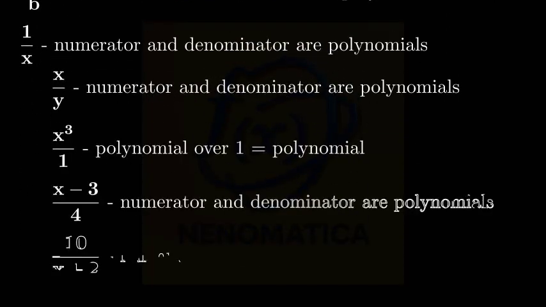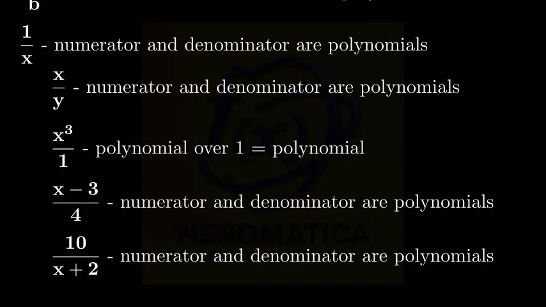Let's continue with a few more examples. x/y is rational because both the numerator and denominator are polynomials. x³/1 is rational because it's just the polynomial x³. x minus 3/4 is rational because both the numerator and denominator are polynomials. 10/x plus 2 is rational because both the numerator and denominator are polynomials.